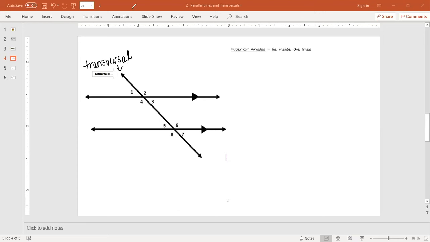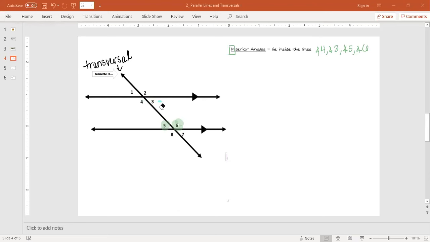So we're going to start with our first set of angle relationships. Our first set of angle relationships we're going to talk about are interior angles. And the key word here is interior, and inside. So they are angles that lie inside the lines. So looking at this picture, my interior angles are 4, 3, 5, and 6. They are the angles that lay in between the two parallel lines, so inside the two lines. So I'm going to label them here. I'm going to put angle 4, angle 3, angle 5, and angle 6. Okay? Those are my interior angles.